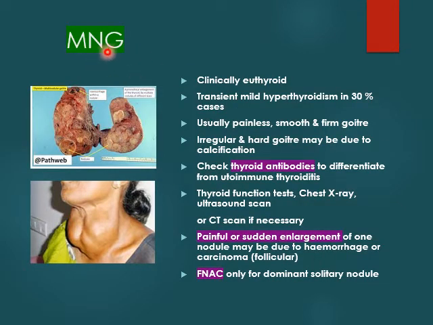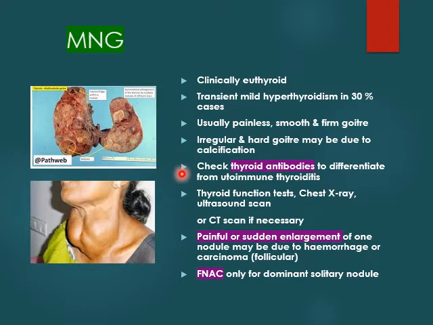Okay, what is multinodular goiter? Multinodular goiter is an enlarged thyroid gland with multiple nodules which are irreversible. That means they cannot go back to normal. This is a histological pattern, gross anatomy, and this is a clinical picture. Usually they are clinically euthyroid. There can be transient mild hyperthyroidism in 30% of cases. Usually the goiter is painless, smooth, firm, and mobile. An irregular and hard goiter may be due to calcification in some cases.